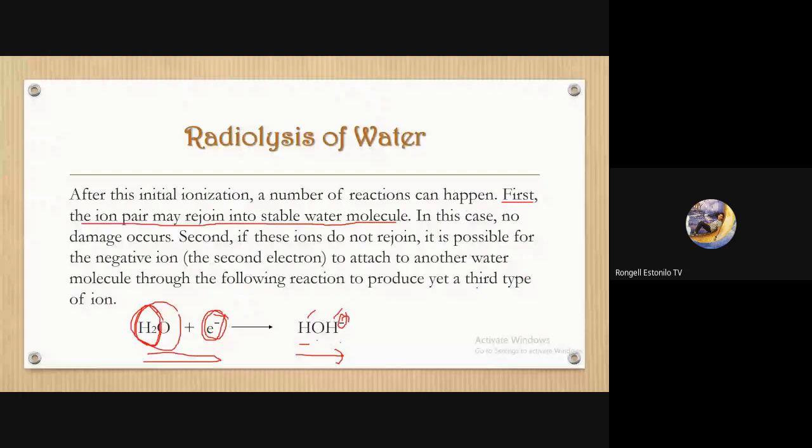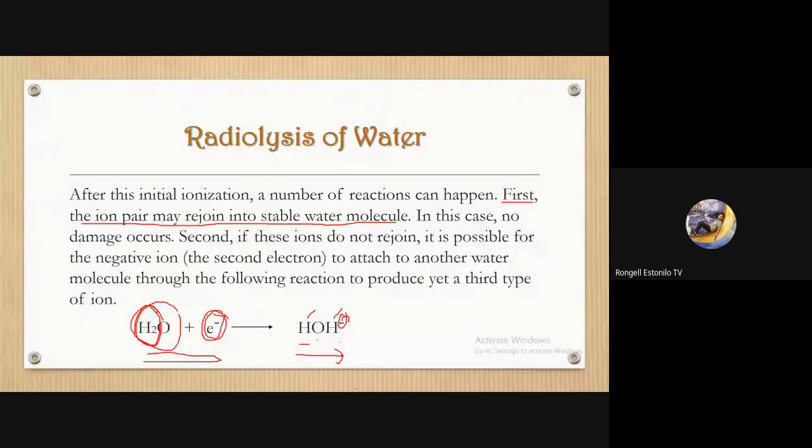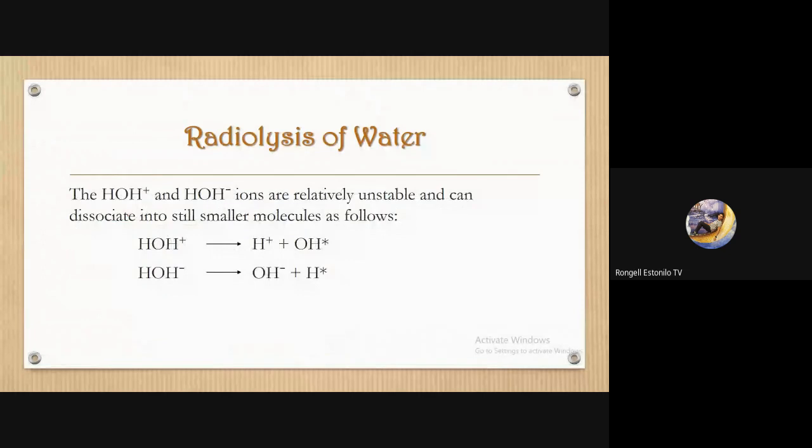So the following reaction produces yet a third type of ion. So we have three ions: 1, 2, then the third ion, this one, the HOH negative ion. Okay, so the HOH positive ion and the HOH negative ion are relatively unstable and can dissociate into still smaller molecules as follows. So the HOH positive can separate.